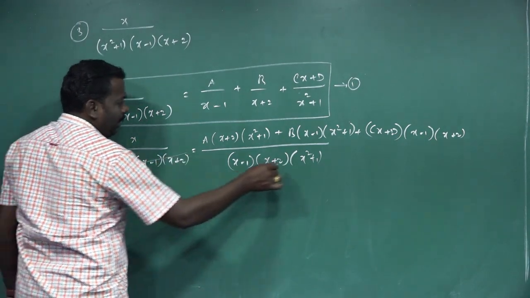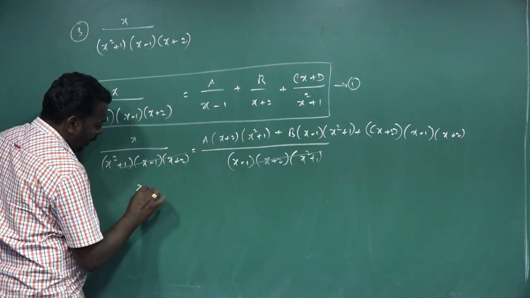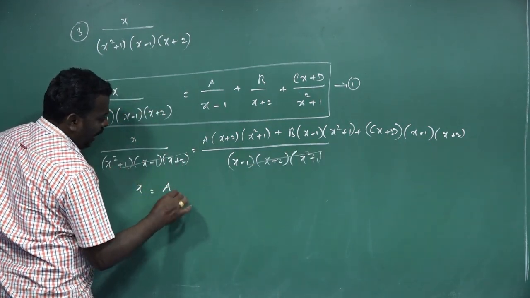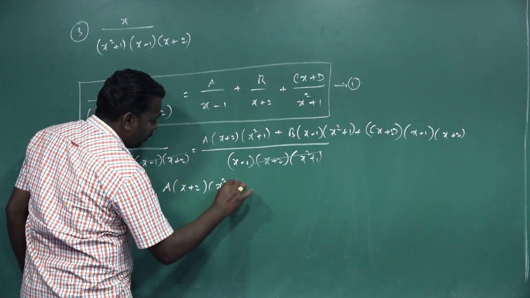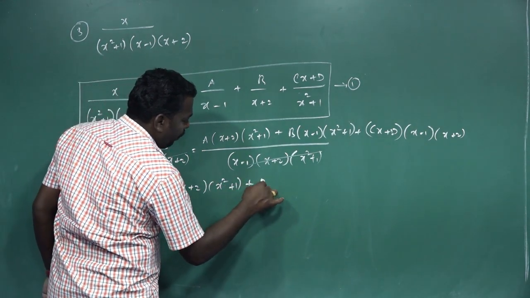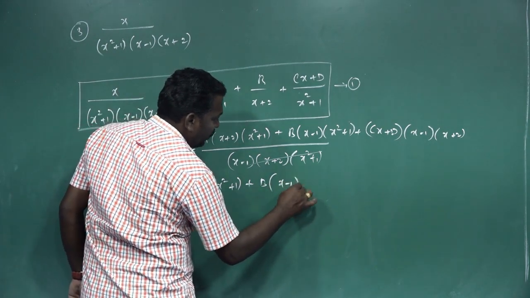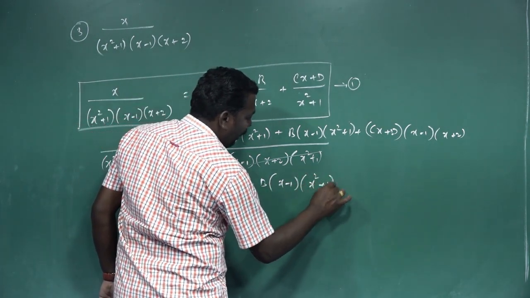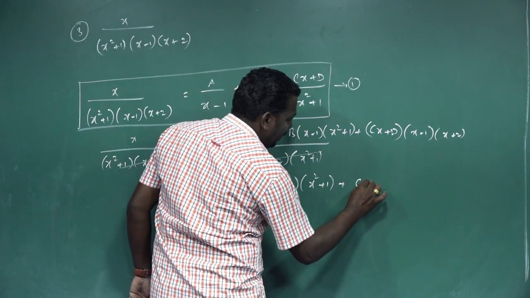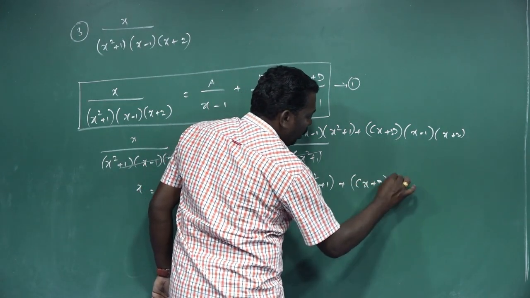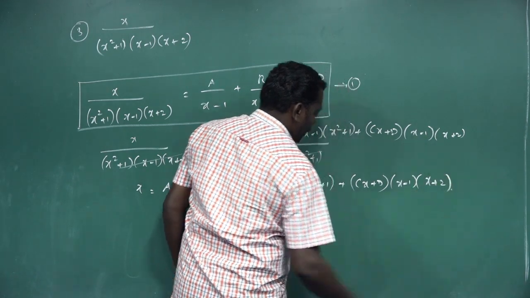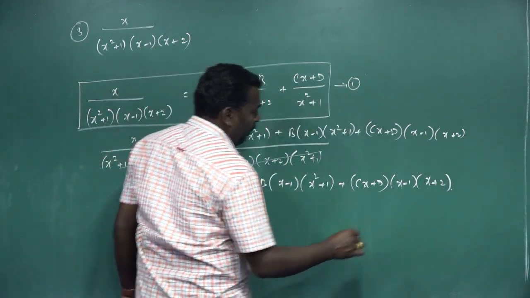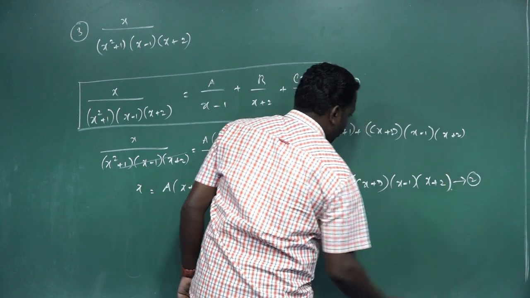Both have the same denominator, so it is cancelled. Therefore, x is equal to a into (x plus 2) into (x square plus 1) plus b into (x minus 1) into (x square plus 1) plus cx plus d into (x minus 1) into (x plus 2). And this equation we can call equation 2.